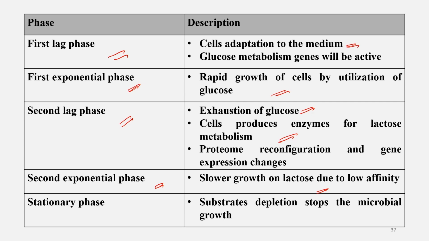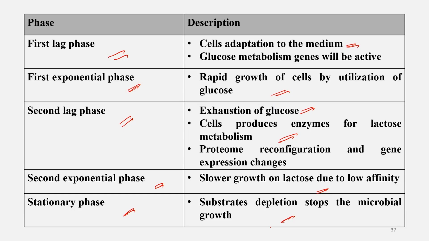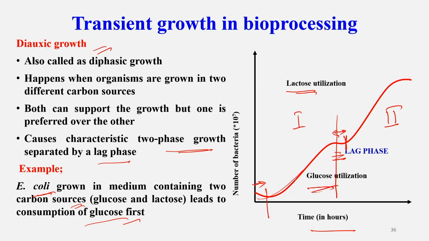that is utilization of lactose. Further, there can be a stationary phase, the substrate depletion stops the microbial growth. So, in this way we are going to see exponential phase and there is a stationary phase here.